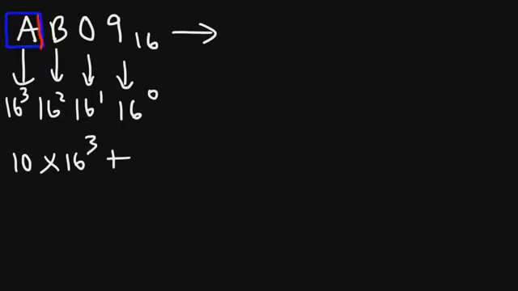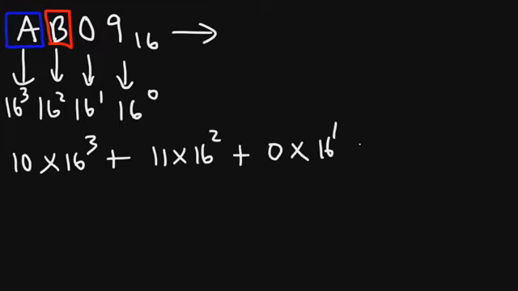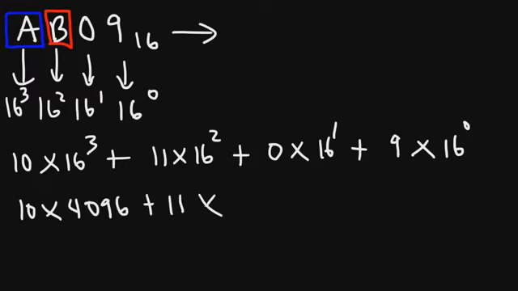Next, we need to change B. So B corresponds to 11. So this is going to be 11 times 16 squared. And then we have 0 times 16 to the first power, and then 9 times 16 to the 0 power. Now 16 to the third power, that's 16 times 16 times 16. So that's 4,096. 16 squared, we know it's 256. 0 times anything is 0, and 16 to the 0 power is 1, so 9 times 1 is 9.